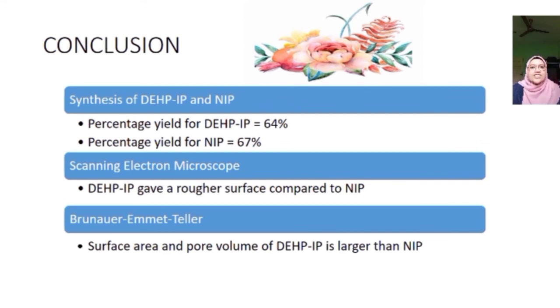As the conclusion, the synthesis of DEHP-IP and NIP gives a percentage yield for DEHP-IP equal to 64% and NIP 67%. The morphology of DEHP-IP and NIP shows that DEHP-IP gives a rougher surface compared to NIP. While for Brunauer-Emmett-Teller, the surface area and pore volume of DEHP-IP is larger than NIP. That indicates DEHP-IP has higher porosity than NIP.